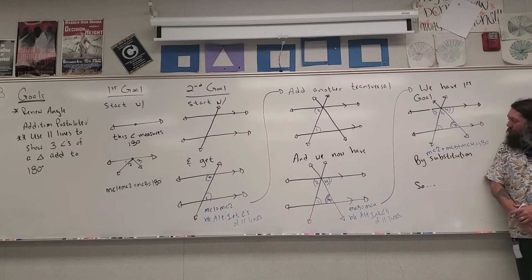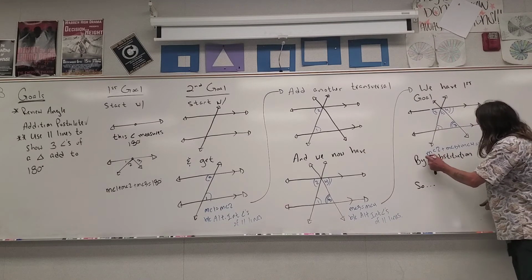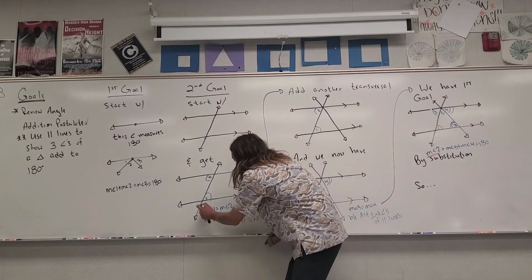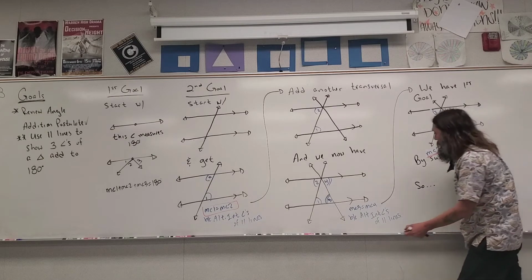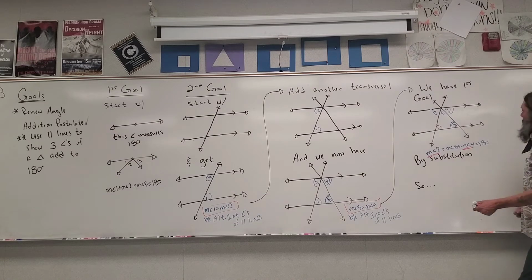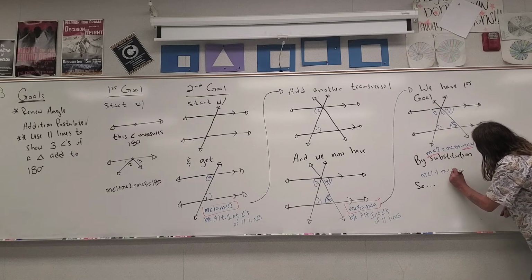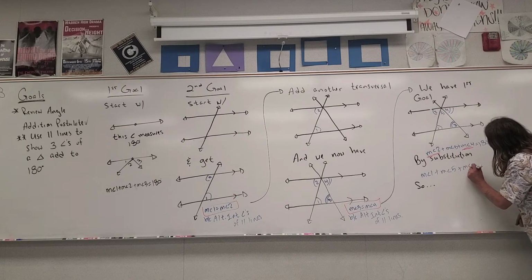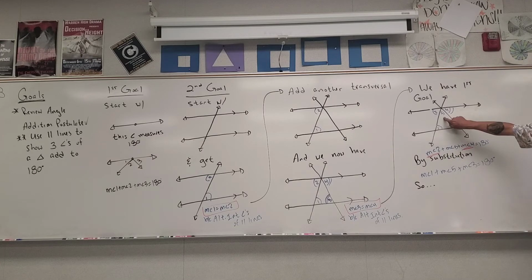Okay. Now I can do a little bit of a substitution. I can substitute twice. I can replace the measure of angle 2 with my measure of angle 1, because remember, they're equal. And I can replace my measure of angle 4 with my measure of angle 3, because remember, they're equal. So by substitution, I can say that the measure of angle 1 plus the measure of angle 5 plus the measure of angle 3, those add up to 180 degrees. Well, guess what? Angle 1, 3, and 5 are the angles of a triangle.